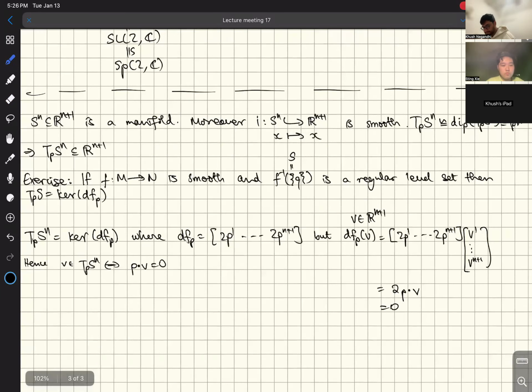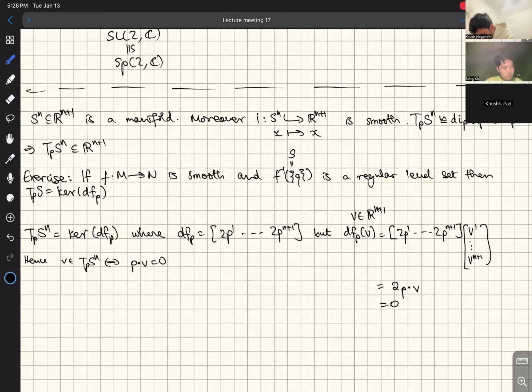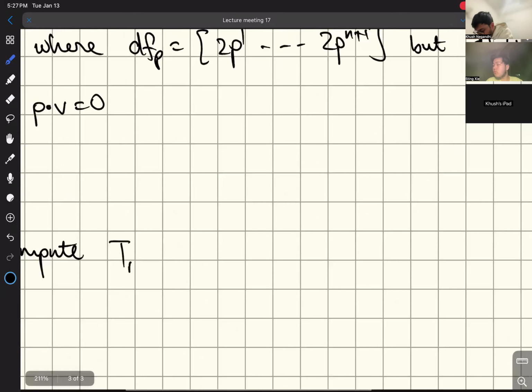So yeah, this was an example of a computation. The next meeting, on Saturday, we will compute the tangent space of the orthogonal group.